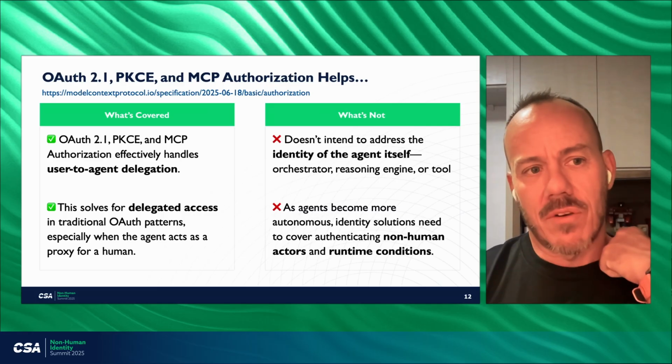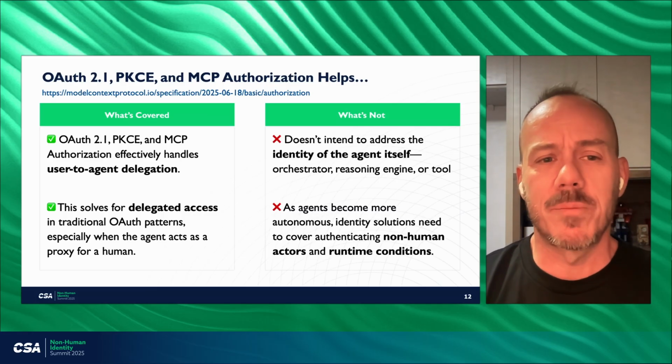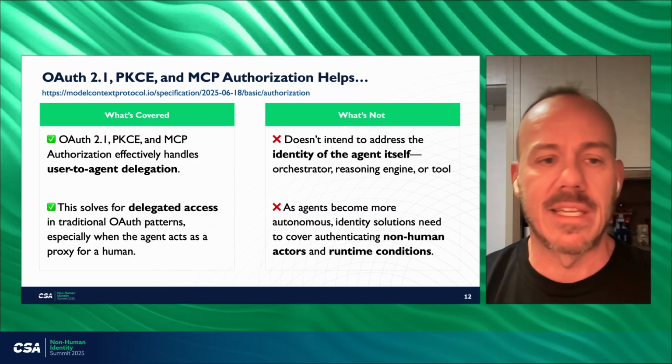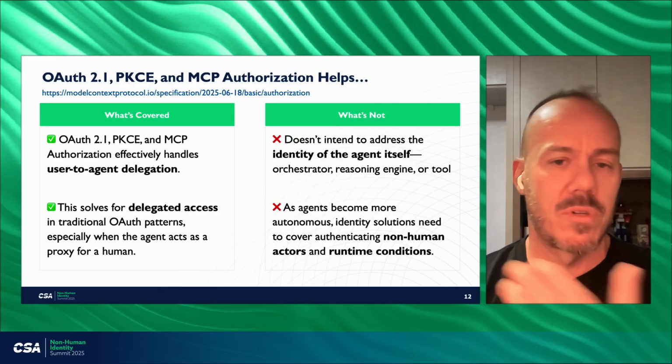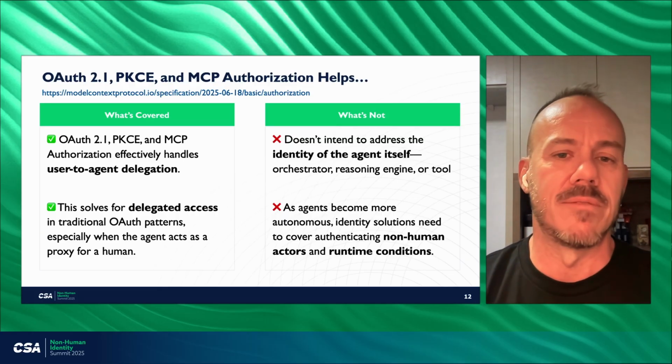So there's a lot of talk right now about OAuth 2.1, PKCE, and the MCP authorization specification. In fact, I think it's a very important document, and I provide a link to it here. It's open source, it's available. This is Anthropic basically started this specification.